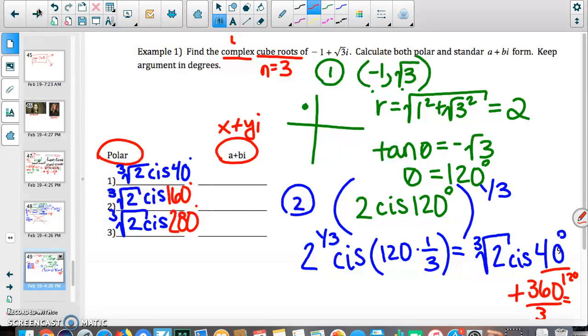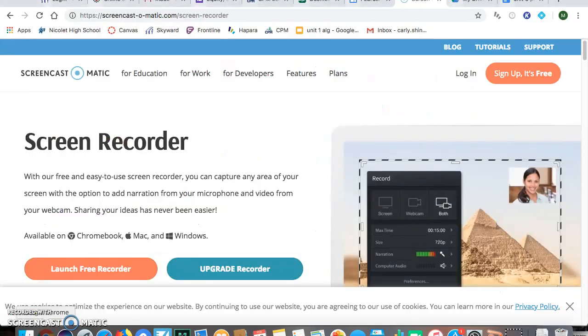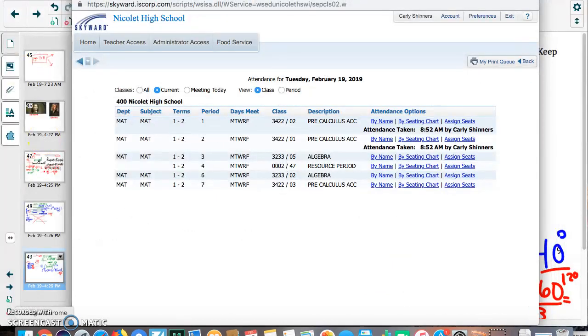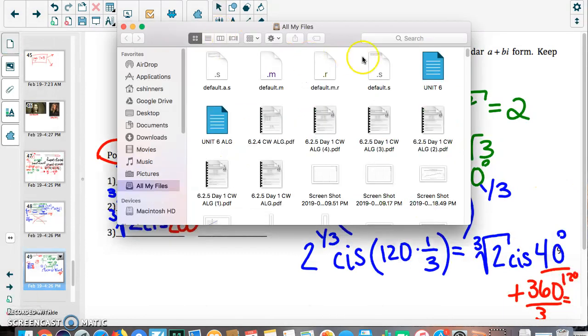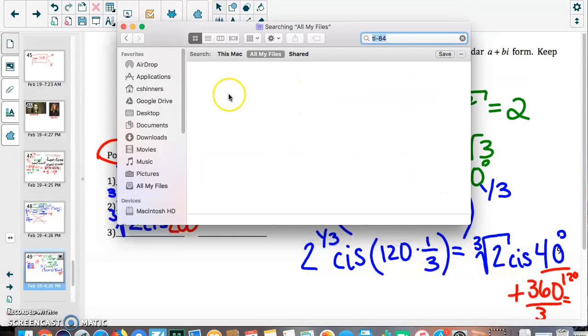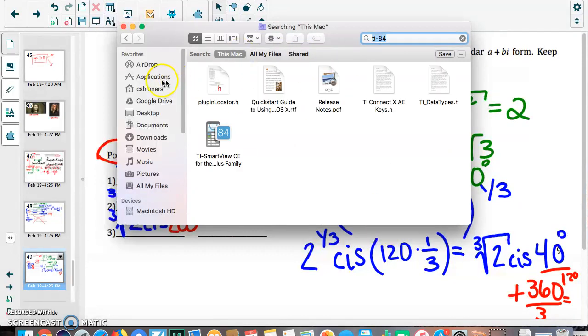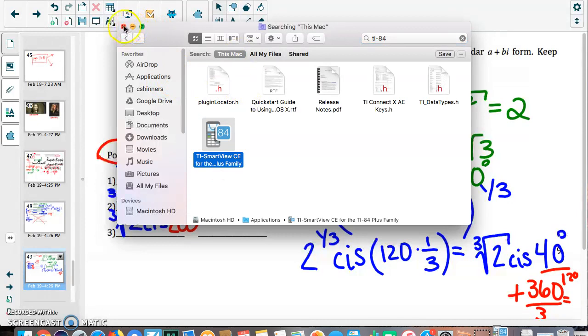All right, let's get this in rectangular form. So to do that, I want to, oh, no, I don't want that. I need my calculator. Where did it go? Get out your calculator while I'm searching for mine. Here it is.